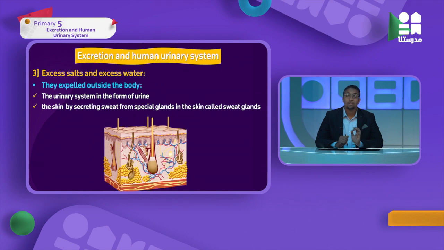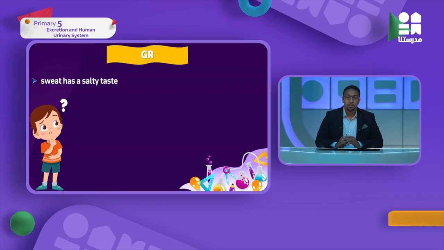These glands are called sweat glands. Sweat glands are very important for what? For secreting sweat and releasing this sweat outside our body. So here is a question. Sweat has a salty taste. Why does the sweat have a salty taste?